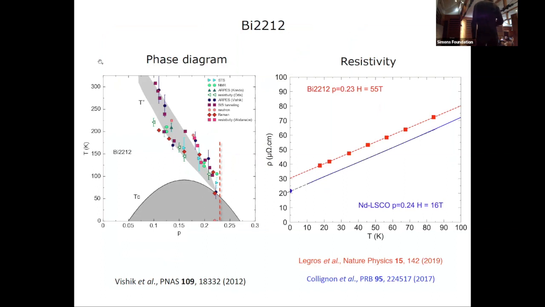These are very different systems. At comparable doping, they have the same slope. So what is the meaning of that slope, in other words? And that got us to eventually realizing that the slope is controlled by the so-called Planckian limit.